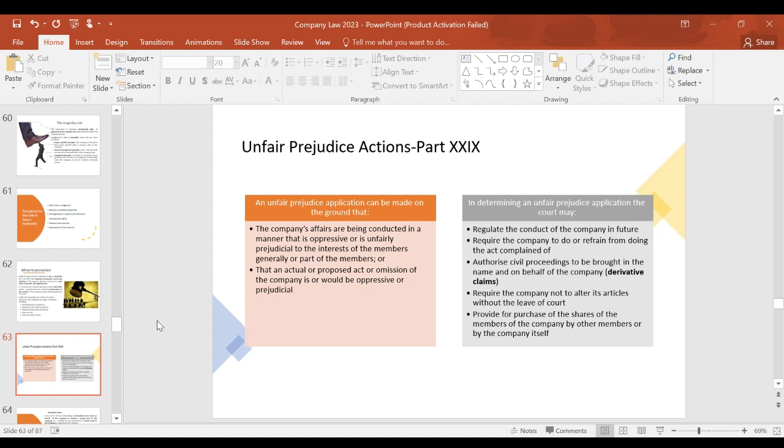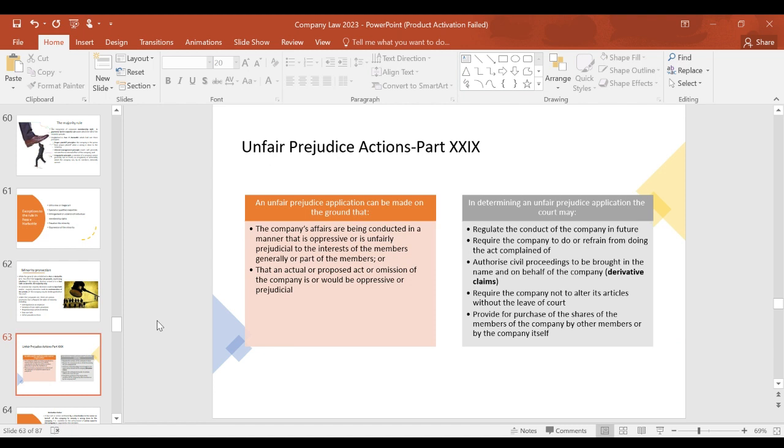Also, these particular unfair prejudice actions should be whether it is actual or is anticipated act or omission by maybe a director. It must show that such action or the act which is being complained to be done or not to be done, it will be oppressive or prejudicial to a section of membership. So if it will be prejudicial to a section of members, either generally on all members or a part of membership, then such a member can bring unfair prejudice action against such actors.